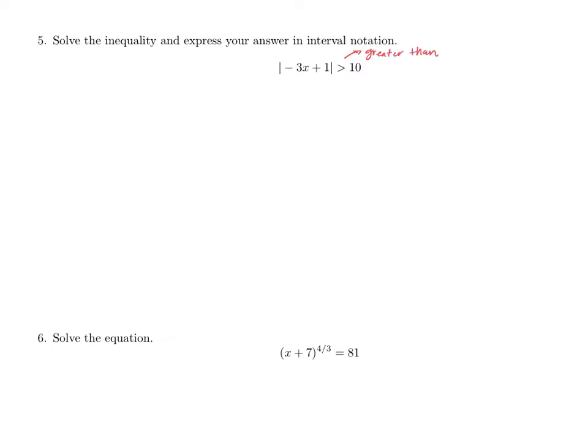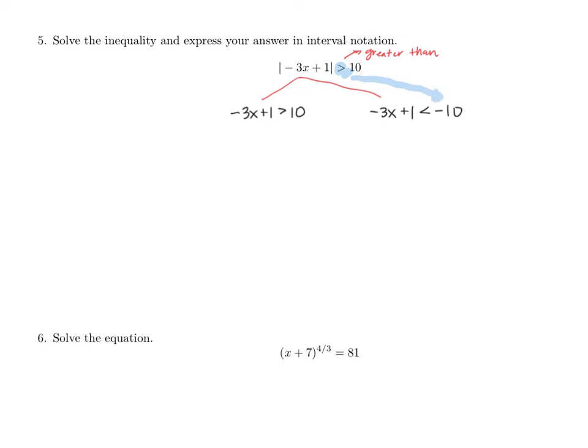Okay. So a greater than, you should branch off into 2 inequalities. So you'll have -3x plus 1 is greater than 10 as one inequality to solve. And then you'll also have -3x plus 1 is less than -10. So for the first inequality, you leave everything alone. You just drop the absolute value symbols. For the second inequality, you have to flip the inequality symbol and add a negative.